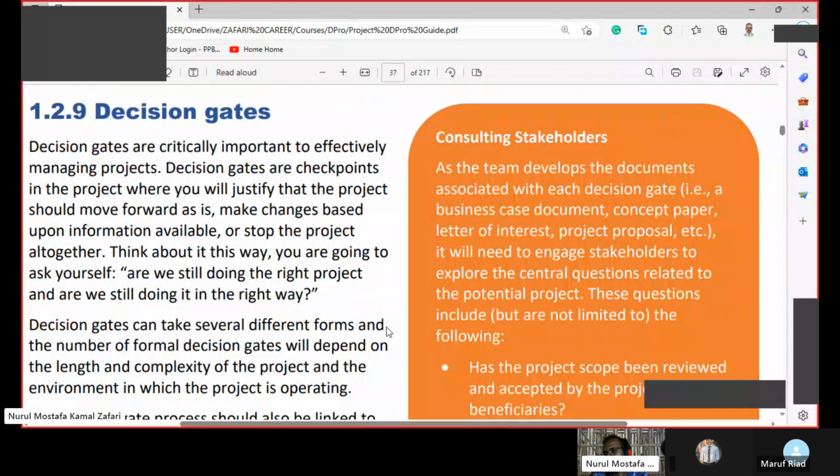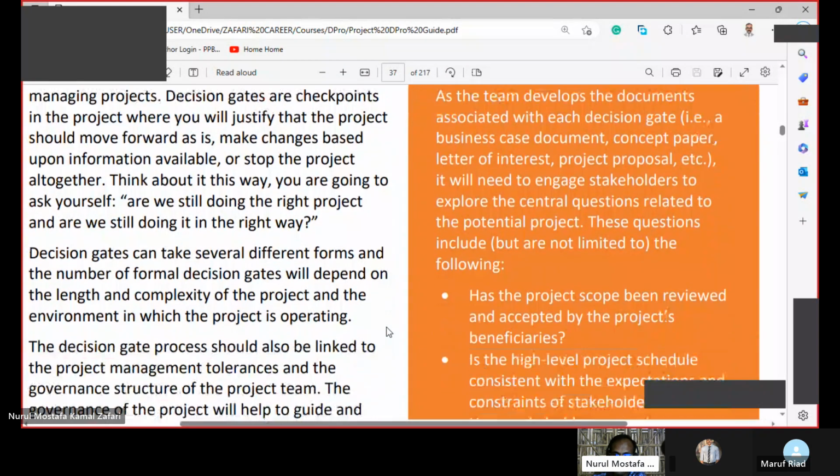Consulting stakeholders. As the team develops the documents associated with each decision gate, i.e., a business case document, concept paper, letter of interest, project proposal, etc., it will need to engage stakeholders to explore the central questions related to the potential project. These questions include, but are not limited to, the following.